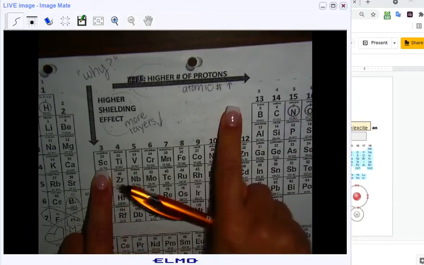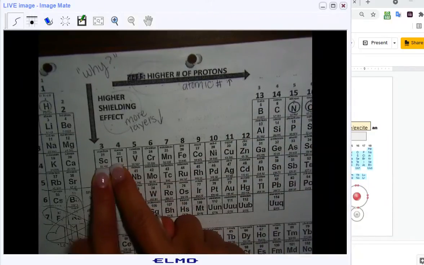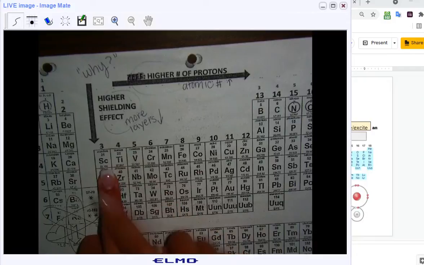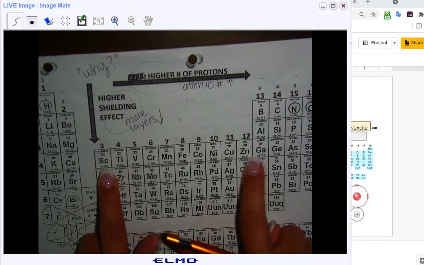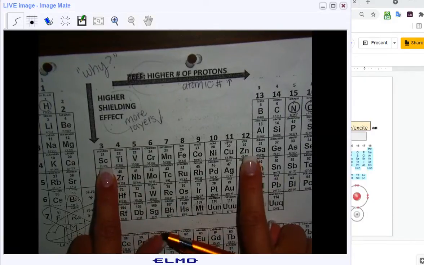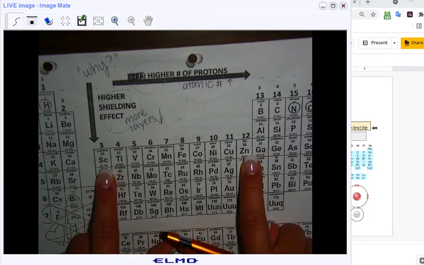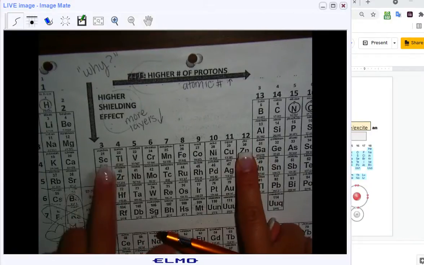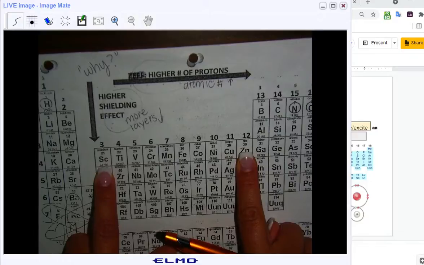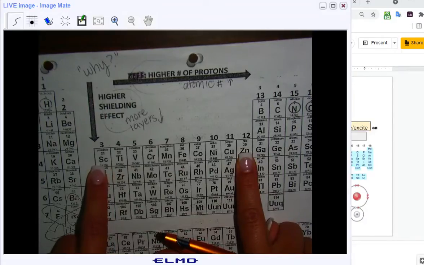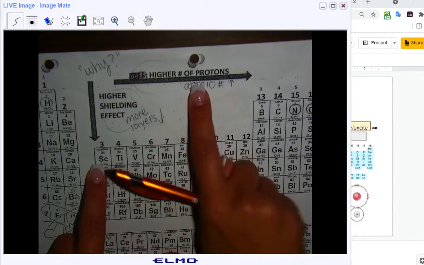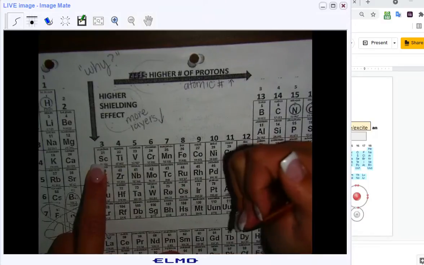So atomic number increases. If I'm talking about scandium, which is Sc, versus Zn, zinc, and I were to ask you, why is zinc smaller than scandium? If I said why, right? You go, so I don't even care if it's wrong. If I ask you, why is this one smaller than this one? What's your answer? Higher number of protons. That's it.